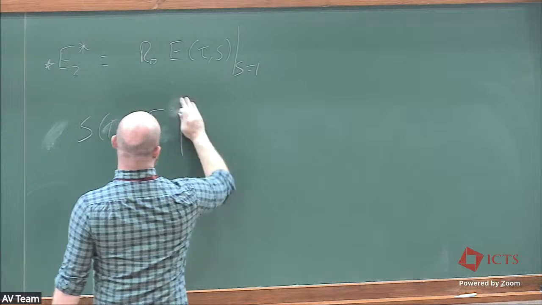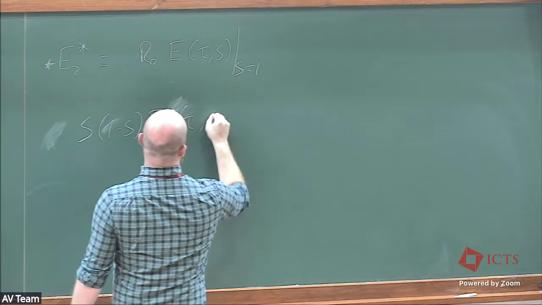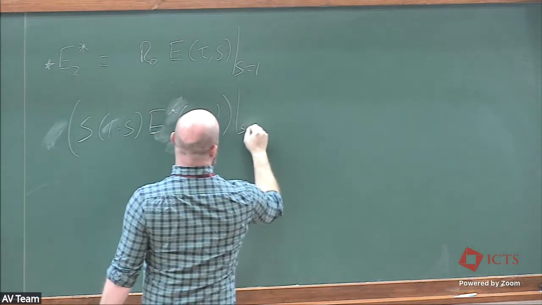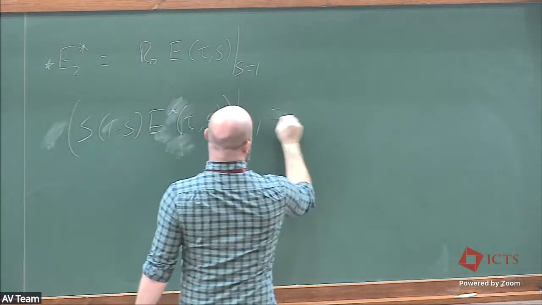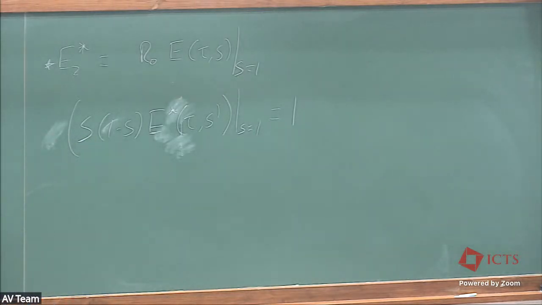Oh, sorry, not E2 star, E star of tau s. This whole thing I can evaluate at s equals 1. Okay, and all I'm getting out of that is just the constant function. Okay, that's just saying that we have our simple pole with a residue 1.